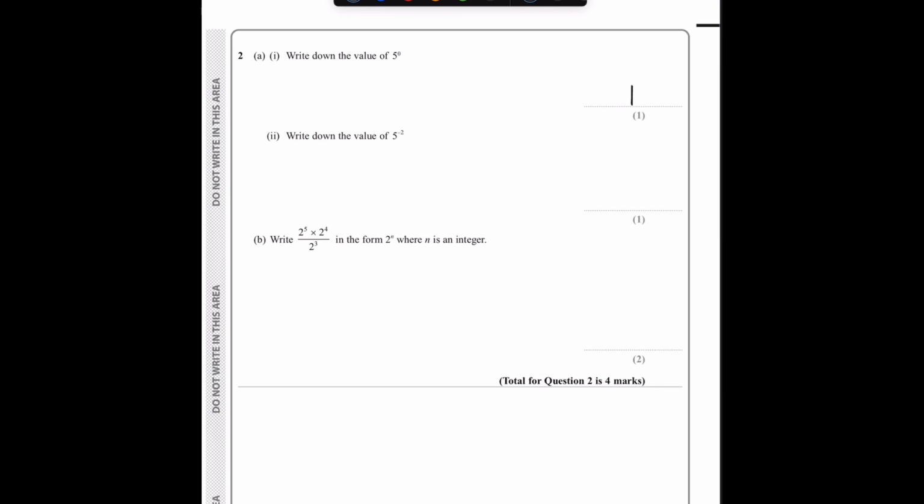Then, in the second part of part A, it says, write down the value of 5 to the power negative 2. So, when we have a negative power, what we do is put 1 over that power. So 5 to the power negative 2 is equal to 1 over 5 squared. We know what 5 squared is. 5 squared is 5 times 5, which is 25. So then we can write it as 1 over 25. And that is the value of 5 to the power negative 2.